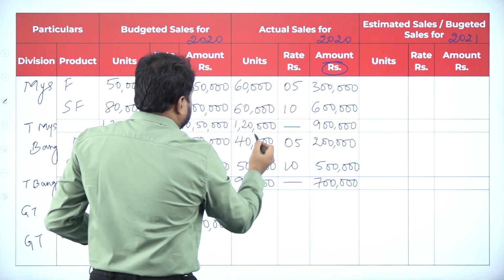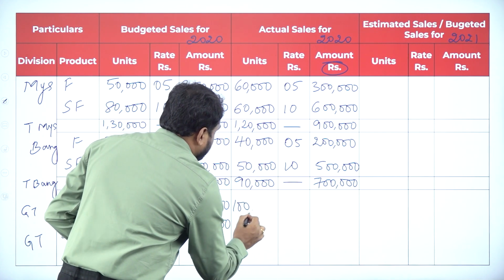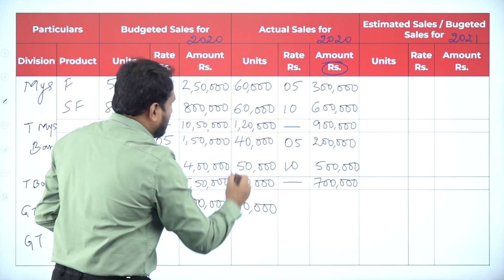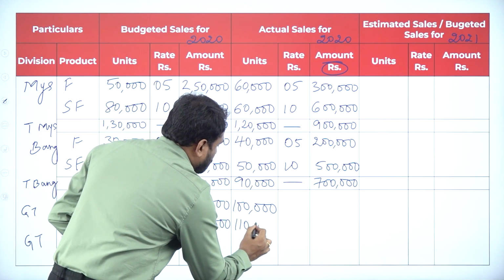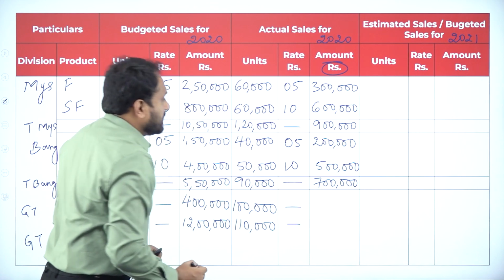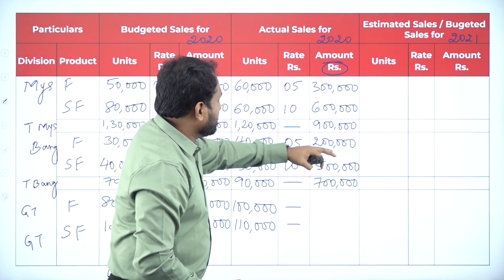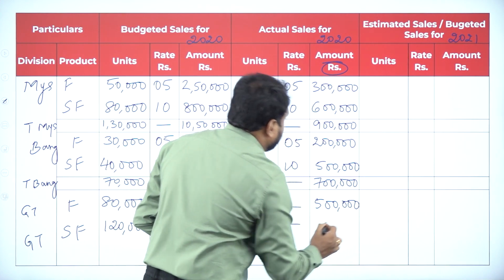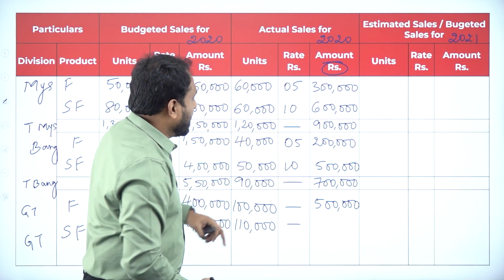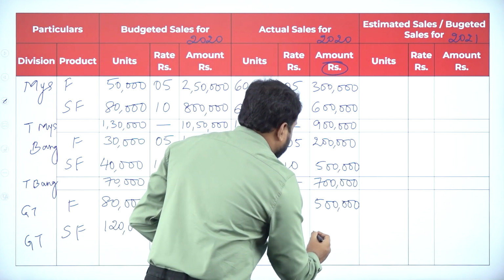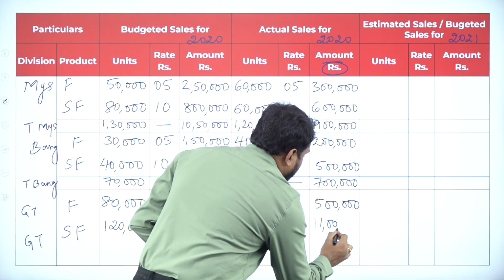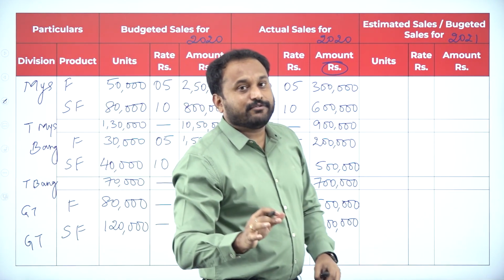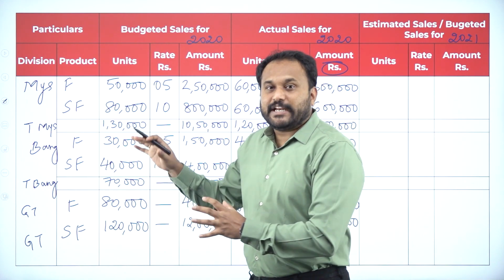Now here 60,000 plus 40,000 is 1 lakh. And then 60,000 and 50,000, that is 1,10,000. Put the rupees dash. Here 3 lakh plus 2 lakh is 5 lakh. We have 5 lakh, and then 6 lakh plus 5 lakh, you have 6 plus 5 is 11. So we have here 11 lakh rupees. Done. So we are done with budgeted sale for 2020 and actual sales for 2020.